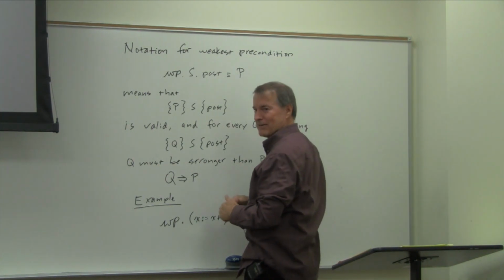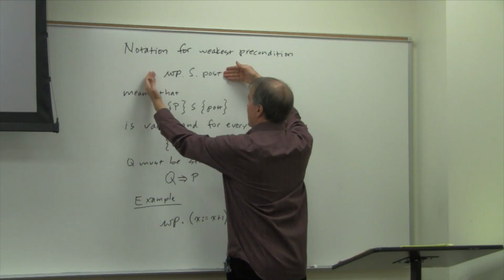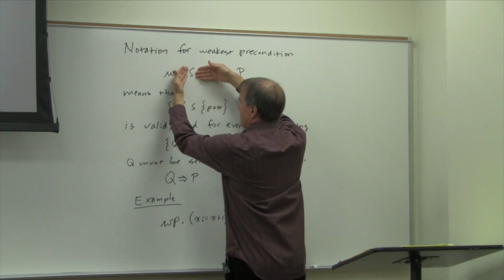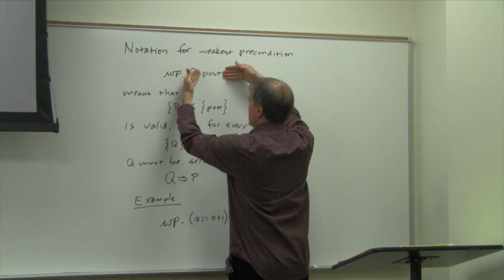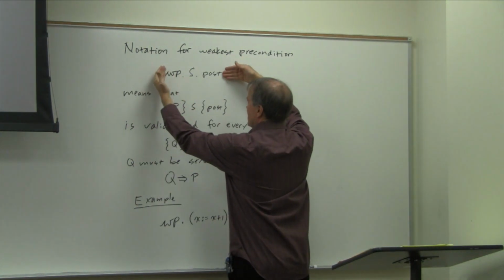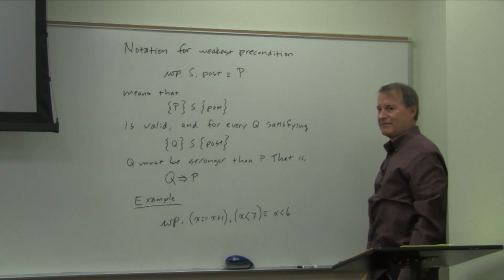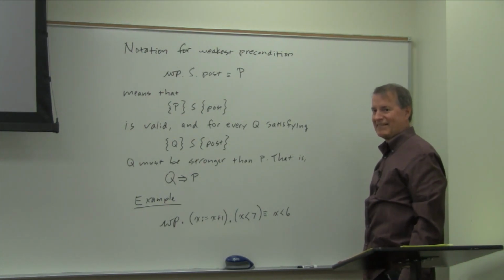Yeah, is everybody clear? The type of this whole thing is Boolean. What's the type of the S? Program statement. And what's the type of post? Boolean. And what's the type of this? Boolean. So if we're writing the weakest precondition for a 100-line program, we have to put the whole statement in?